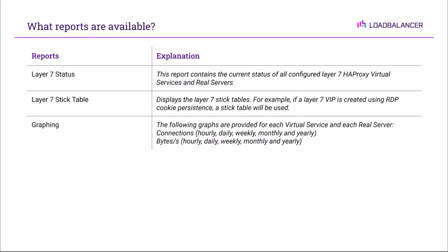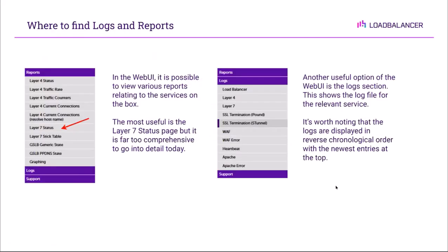And there's also graphing available, so you can see various graphs such as connections or throughput, and you can see them for particular virtual services as well as for particular real servers. Then you can see them as hourly, daily, weekly. So it will show you the last hour, last day, or last week, or even a year in a single graph. And this is where on the web UI you would find those.